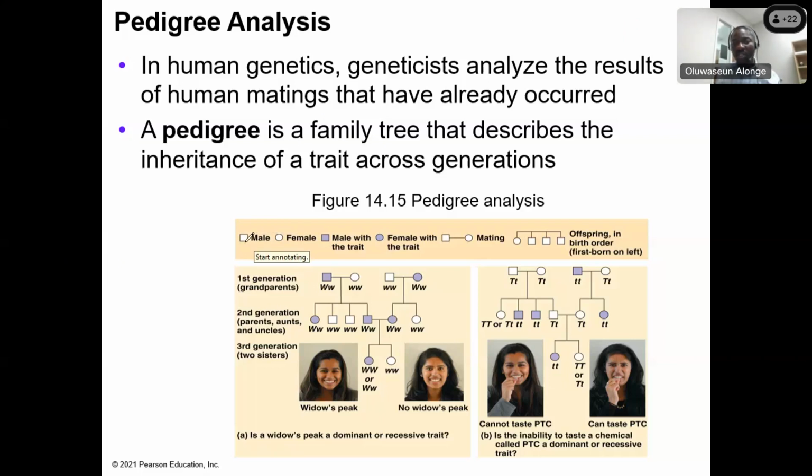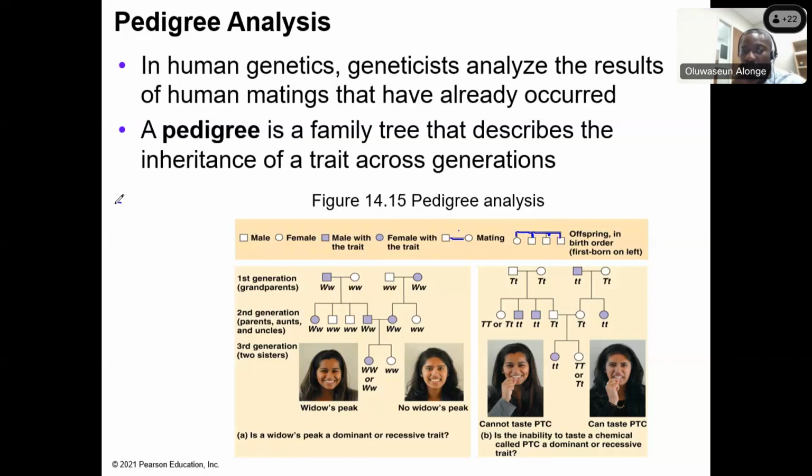When you see this, it means a male. When you see this, it means female. This means male with a trait or male with a disease. This means female with a disease or with a trait. Now, when you see this, it means that they are mating, husband and wife. When you see anything like this, it shows that they are offspring. So a horizontal line like this means mating. When you see this that looks like this, it is offspring.